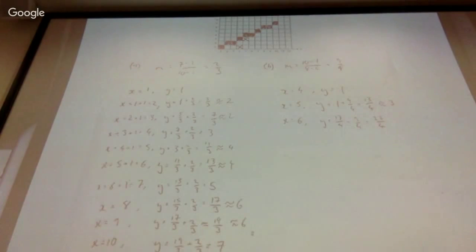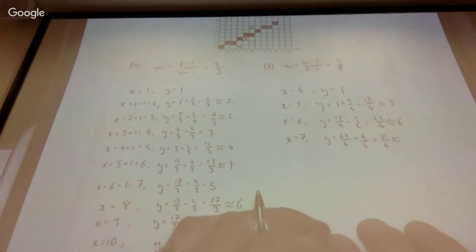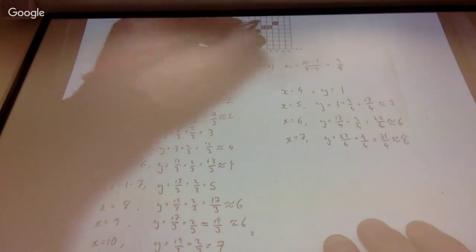Next one. 13 over 4 plus 9 over 4, 22 over 4. 22 over 4 is 5.5, which rounds to 6. So we're at 6, 6, which is there. X equals 7. Y is the previous y coordinate plus 9 over 4. So you've got 31 over 4. What's that closest to? 8. So we're now at 7, 8. And finally, x equals 8, y is 31 over 4, which is the current y coordinate, plus 9 over 4, which is 40 over 4, which is 10. Great.